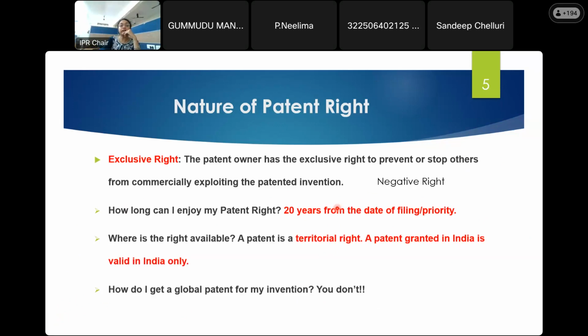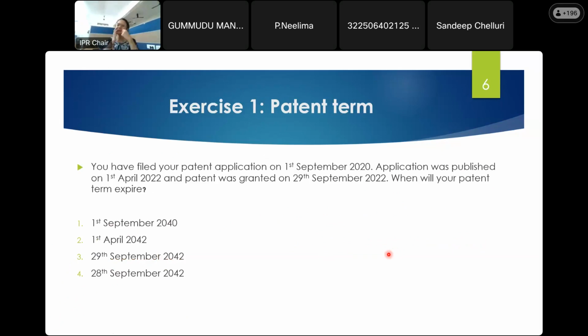Now, whatever I have just told you here, how can you enjoy your patent rights 20 years from date of filing? The same question is here. I'm giving it because this is an example for the test, the assessment you will be having later. The same kind of question might come. If you have filed your patent application on 1st September 2020, your application was published on 1st April 2022 and the patent was granted in September 2022, when will your patent term expire? You have the 20 years of patent, that will be your complete patent term. So when will your patent term expire?